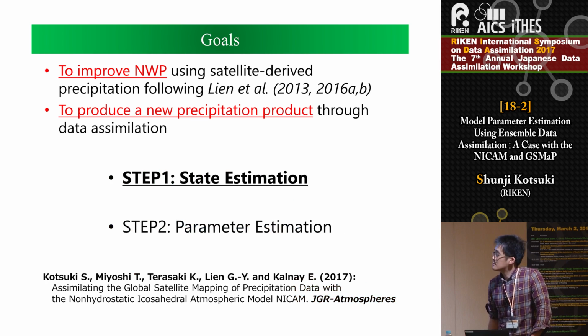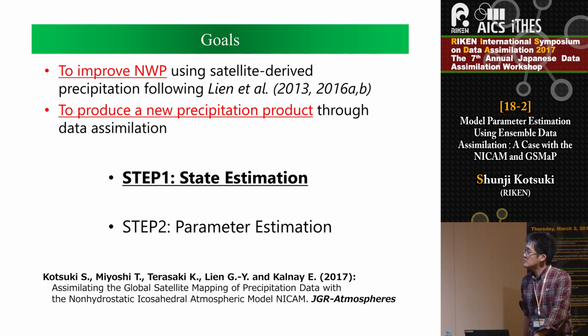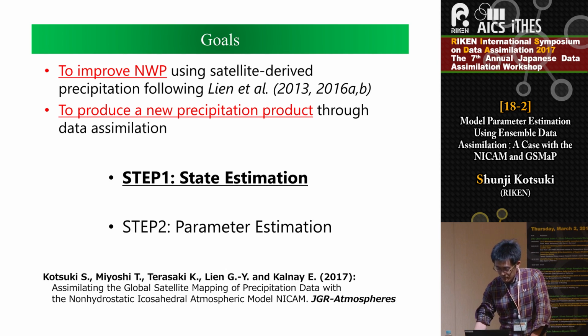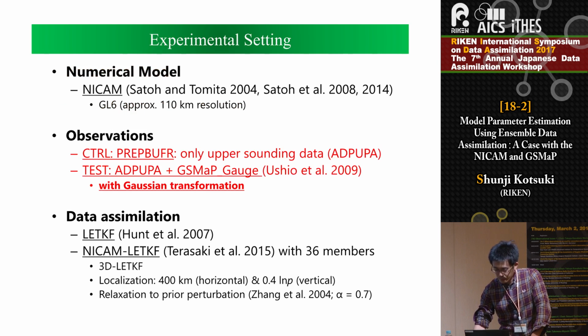So this study conducts two procedures to improve the precipitation forecast. One is the state estimation, as data assimilation generally does. The second one is the parameter estimation. I'm going to talk about this first part. Recently, we had a publication of this first part in JGR Atmospheres.